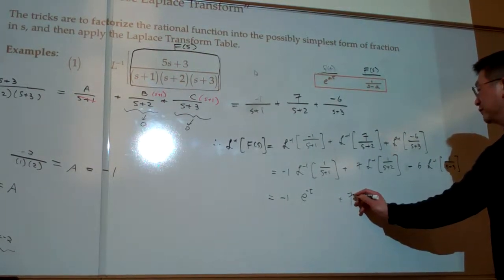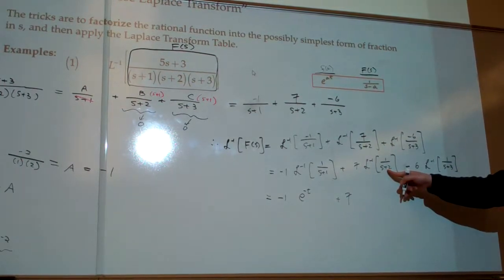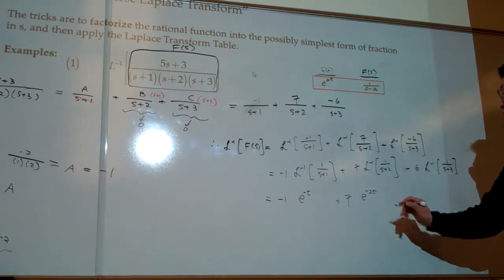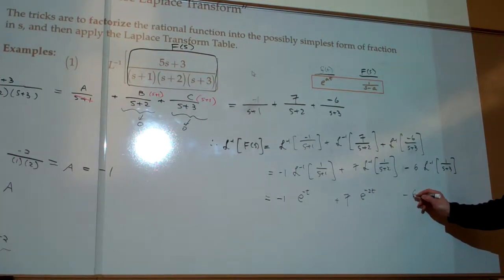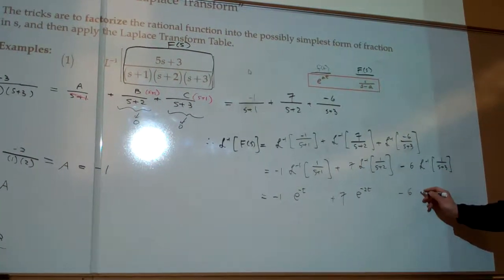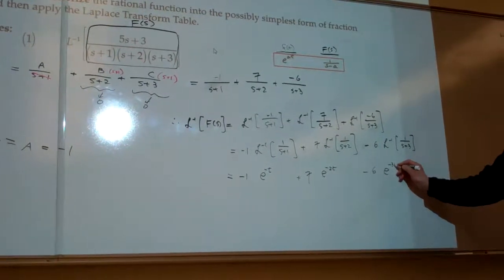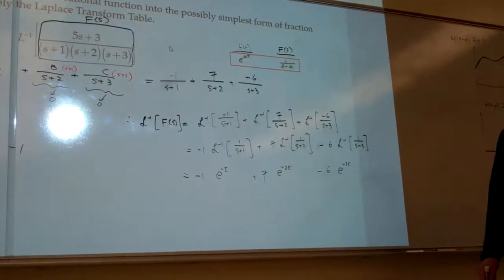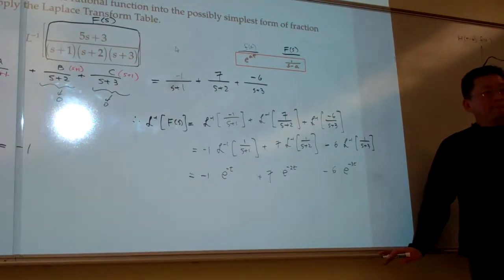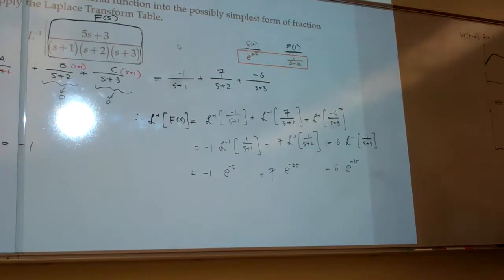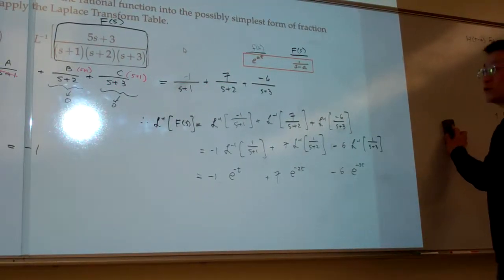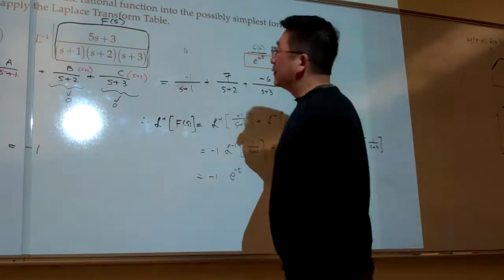Now we can look at this term. This one corresponds to this formula with a equal to minus 1, so its inverse Laplace transform is minus e to the minus t. Plus 7 for this one, a equals minus 2, so that is e to the minus 2t. And for this, a corresponding to this formula is minus 3, so that is e to the minus 3t. Good, so that is our answer. We'll look at another example here.